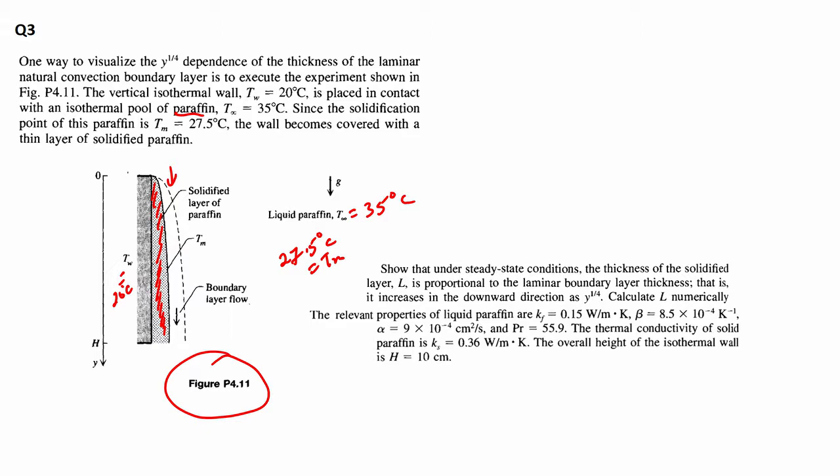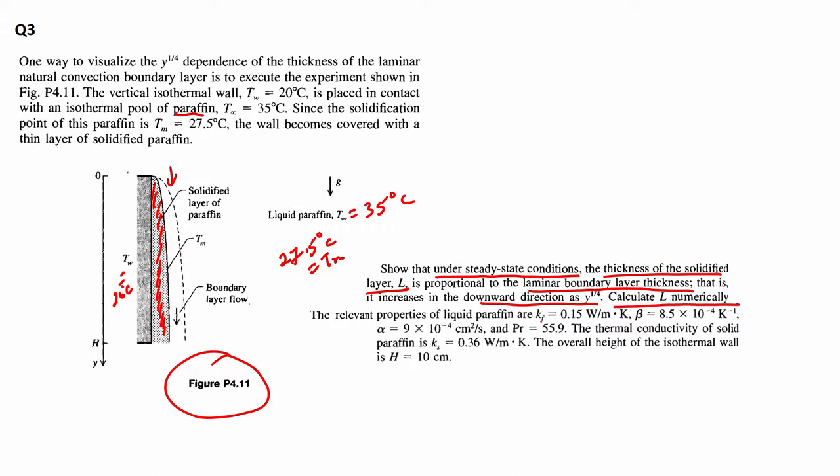This particular problem is used to visualize the y to the power of 1/4 dependence of the thickness of the laminar natural boundary layer, that is the dependence that we have. Now, what we have to show is that under steady state condition, the thickness of the solidified layer L is proportional to the laminar boundary layer thickness. That is, it increases in the downward direction as y to the power of 1/4. So, calculate L numerically.